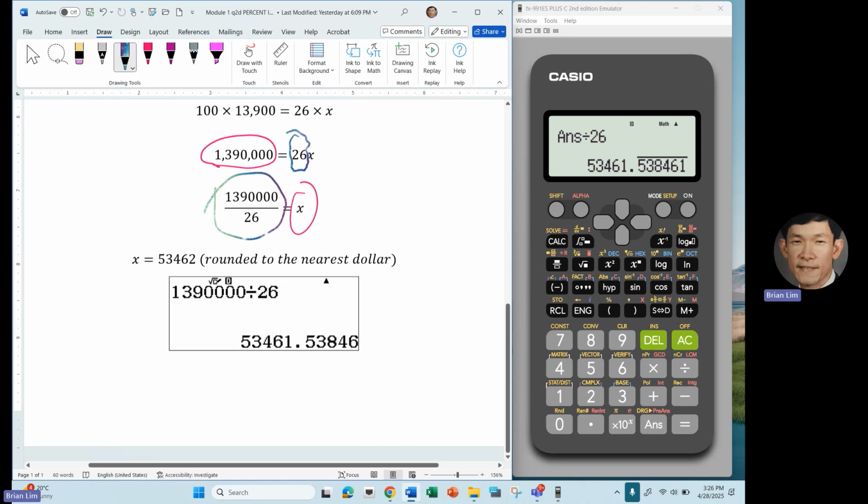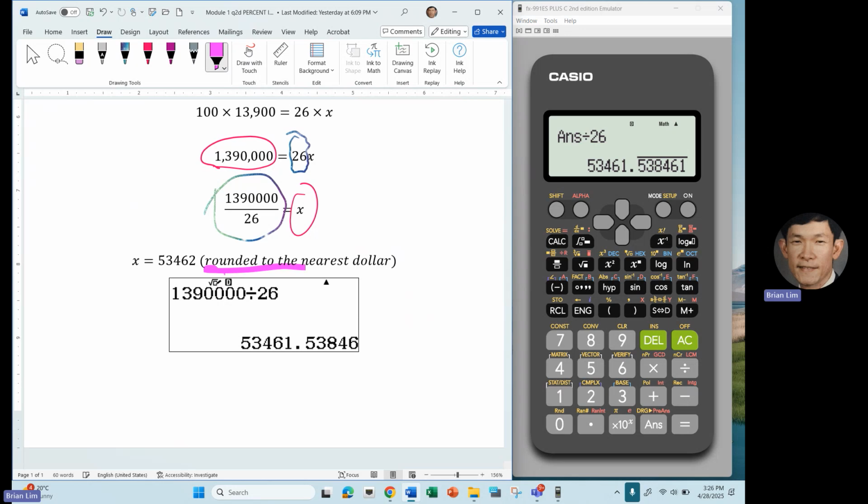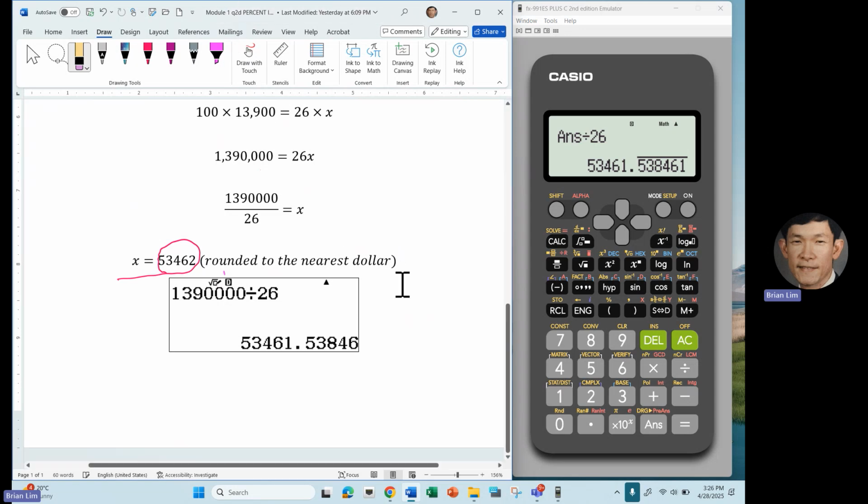All right, so, but the request was to round to the nearest dollar. Okay, so the answer would be this quantity right here, 53,462. So that is the answer, 53,462 rounded to the nearest dollar.